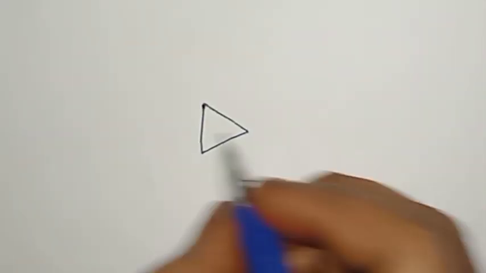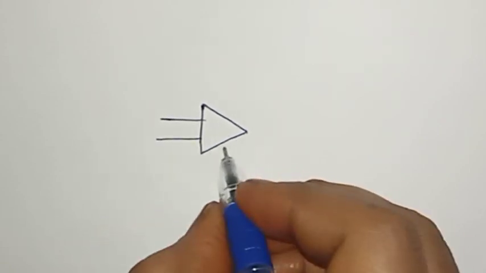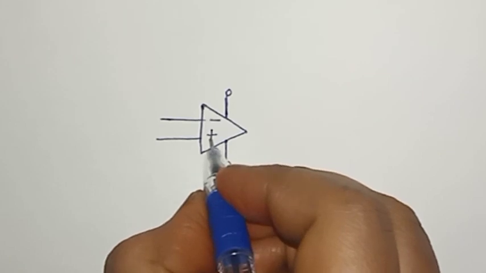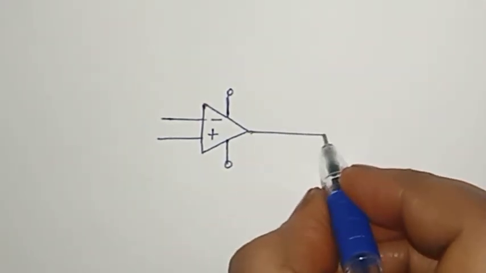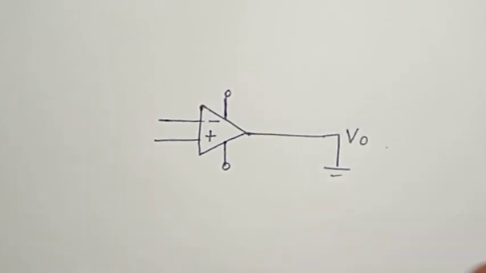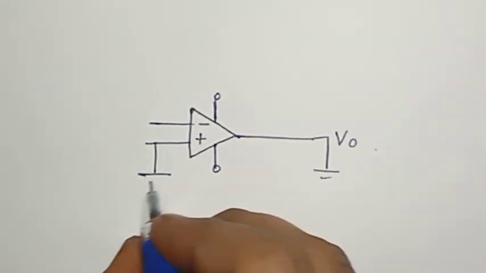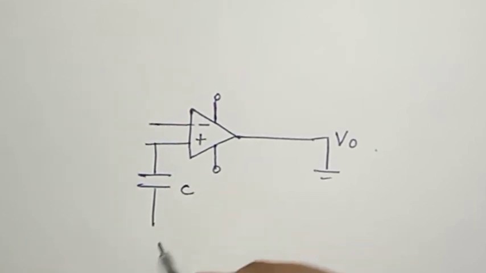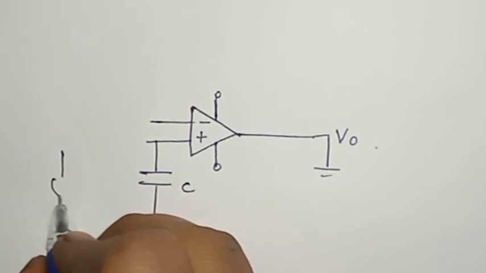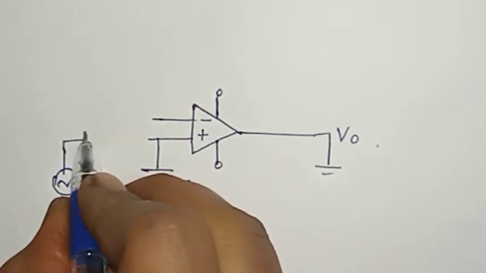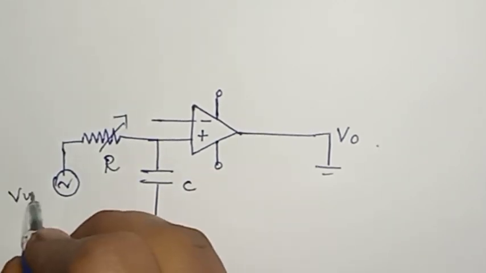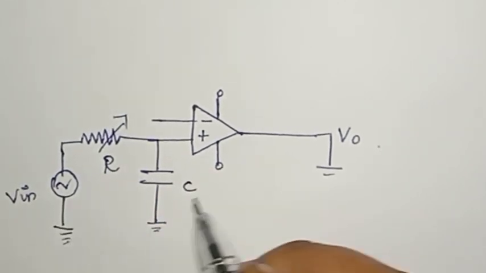We all know this is an op-amp symbol. It is operated in non-inverting mode, so minus and plus. Next, the output is grounded. V0 will be the output voltage. Next, only one capacitor. Why? Because it is first order. That is also grounded. Next, the input voltage V in and one variable resistor R. That is also grounded.